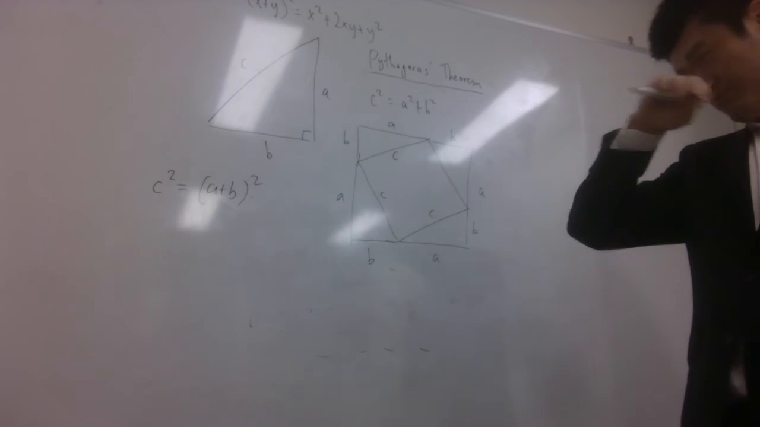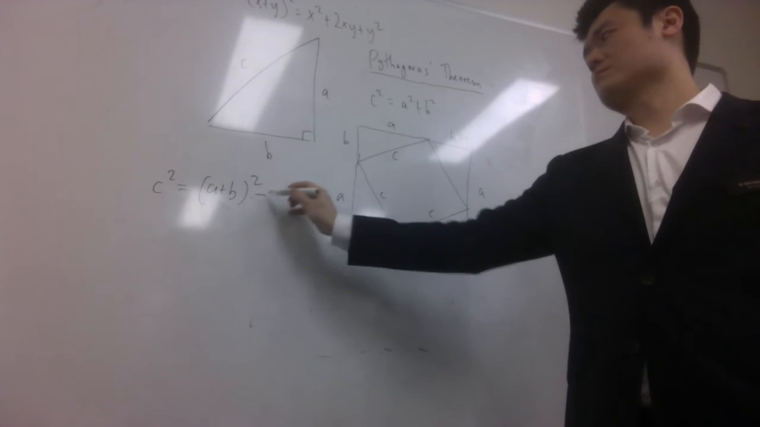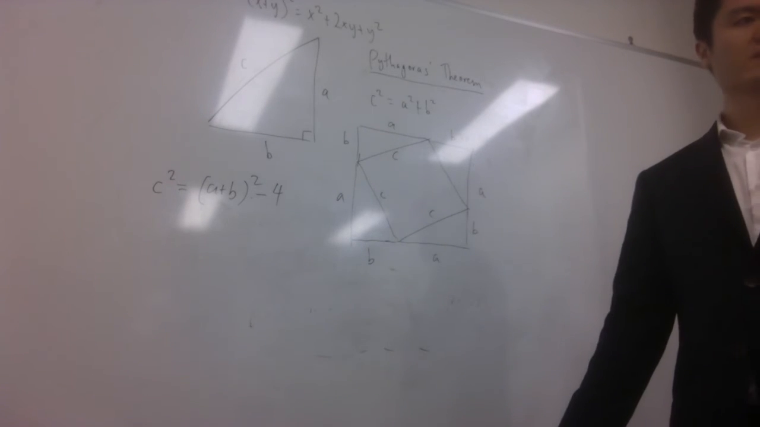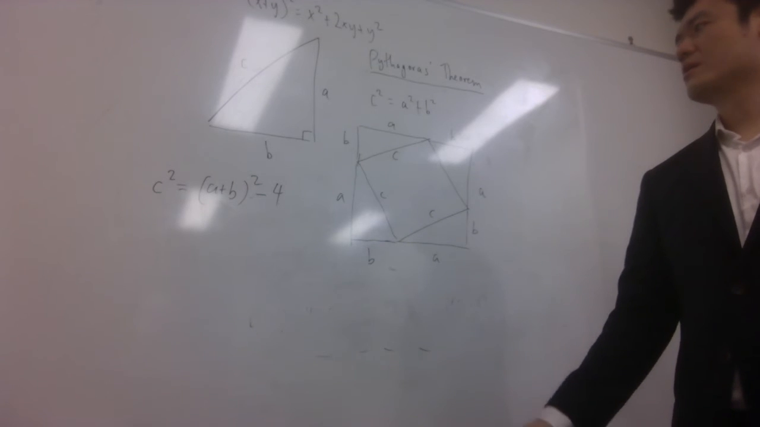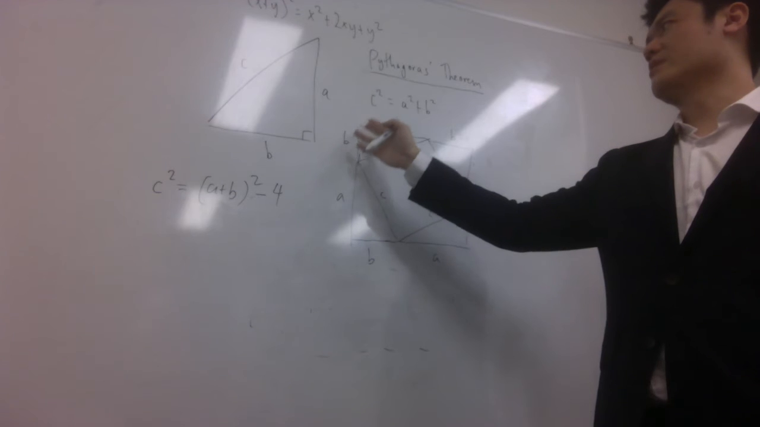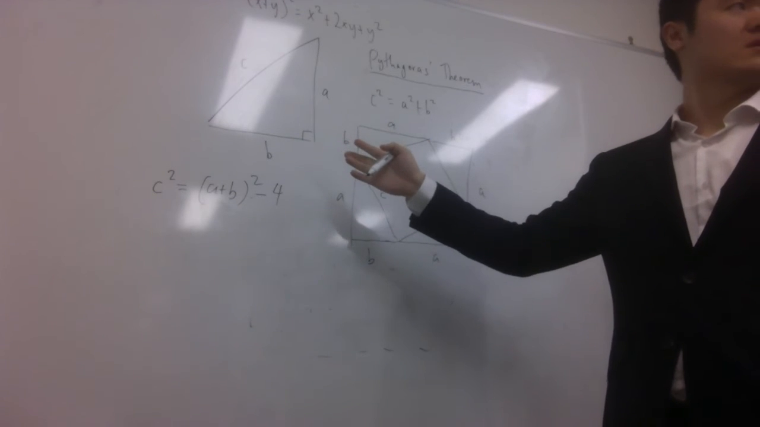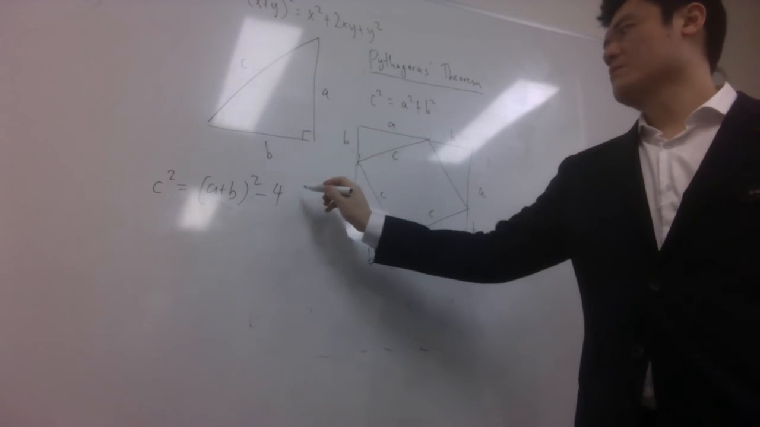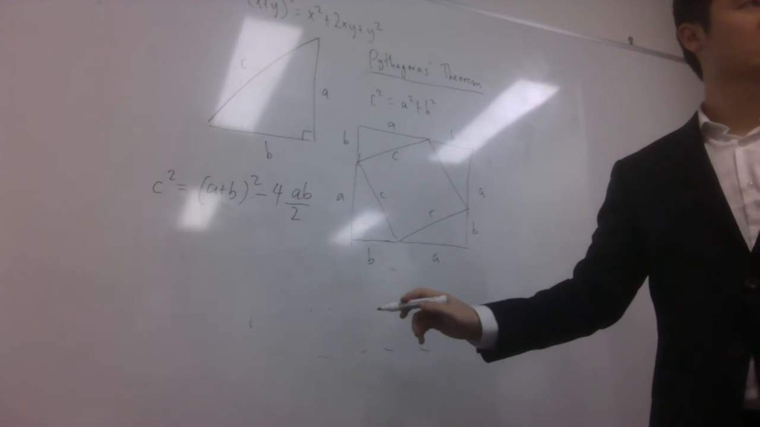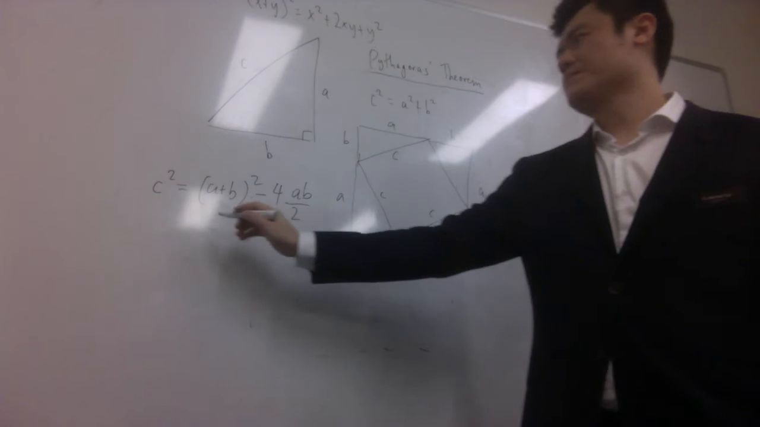What's the area of the 4 triangles? Well, there's 4 of them. And each triangle is A times B over 2, right? Yeah? Make sense? Okay.